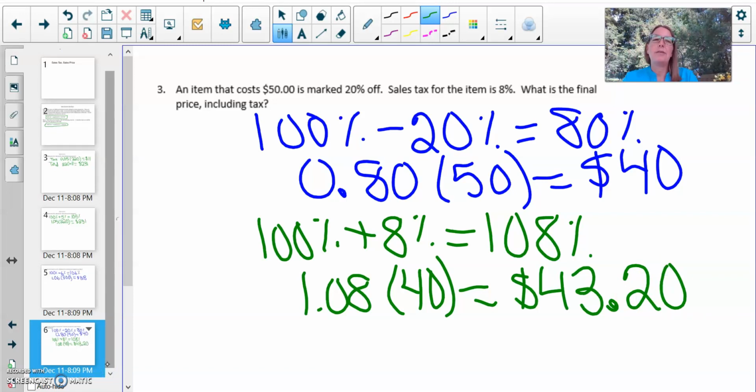So again, you have to do the discount first and then apply the tax to that new price.